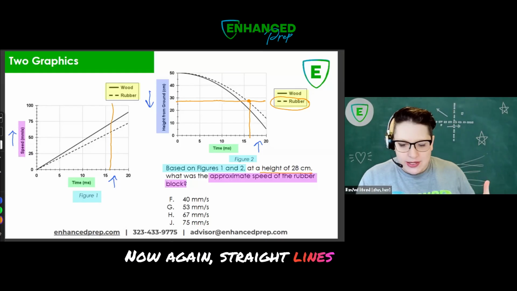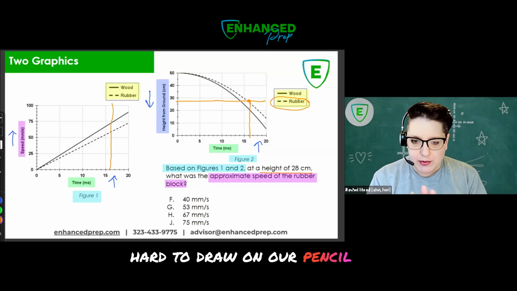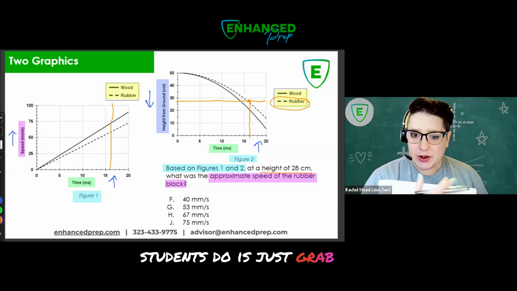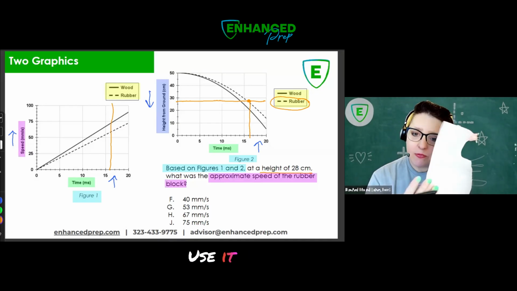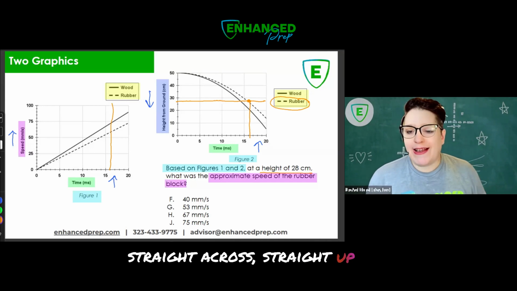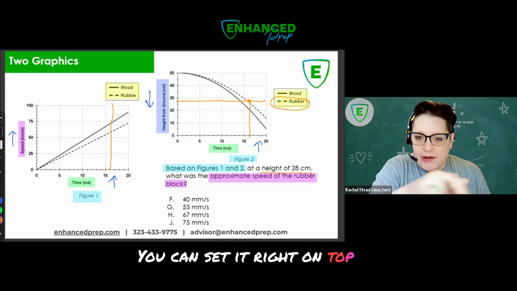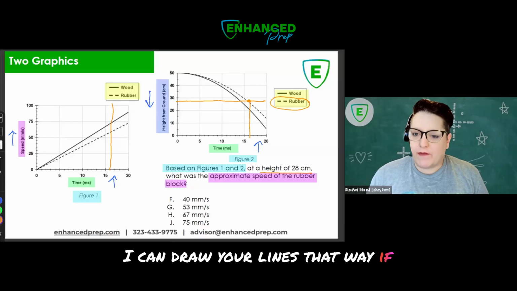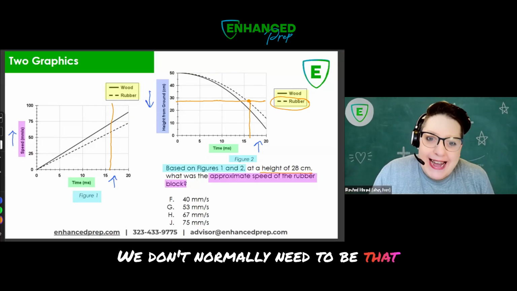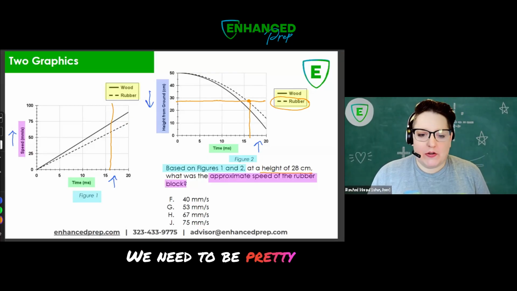Now again, straight lines can be hard to draw on our pencil and paper copy of the test. One of the things I recommend students do is just grab your answer sheet, right? Use it as a ruler. So use it to measure things straight across, straight up and down. You can set it right on top of the graphic and draw your lines that way if you feel you need to be exact. Insider tip, we don't normally need to be that exact. We need to be pretty darn close though.